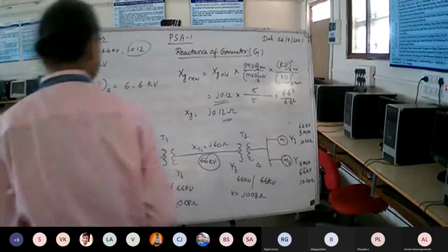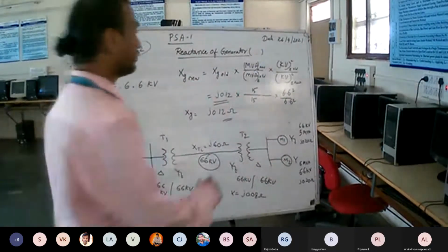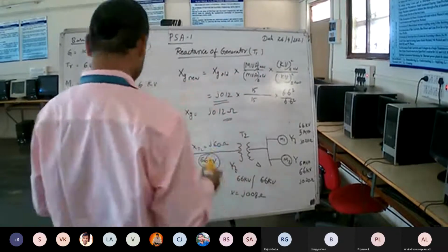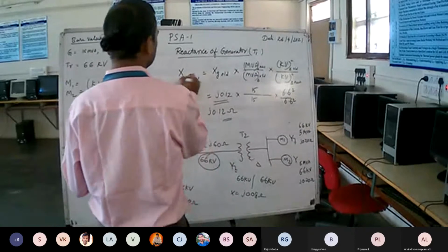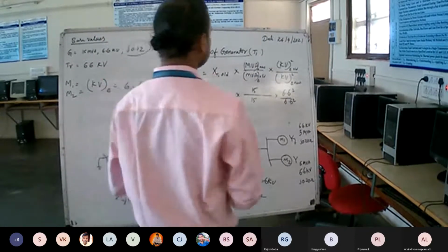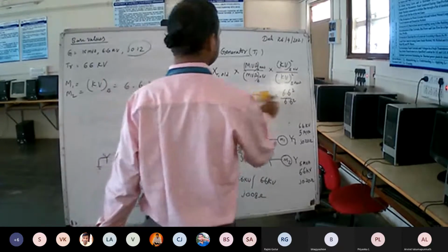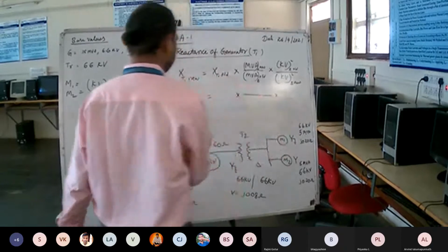Now calculate the reactance of transformer T1. XT1 new is equal to XT1 old into, the same formula, the remaining formula.